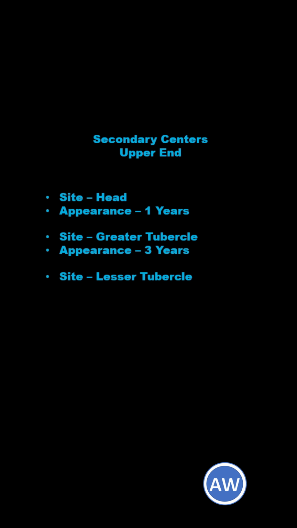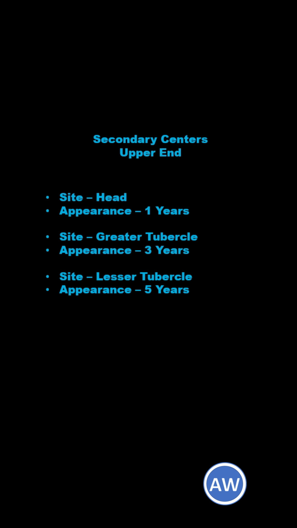The primary center for the shaft appears at 8 weeks of intrauterine life. For the upper end, one secondary center appears for the head during the first year of postnatal life. One secondary center appears for the greater tubercle during the third year. One secondary center appears for the lesser tubercle during the fifth year.